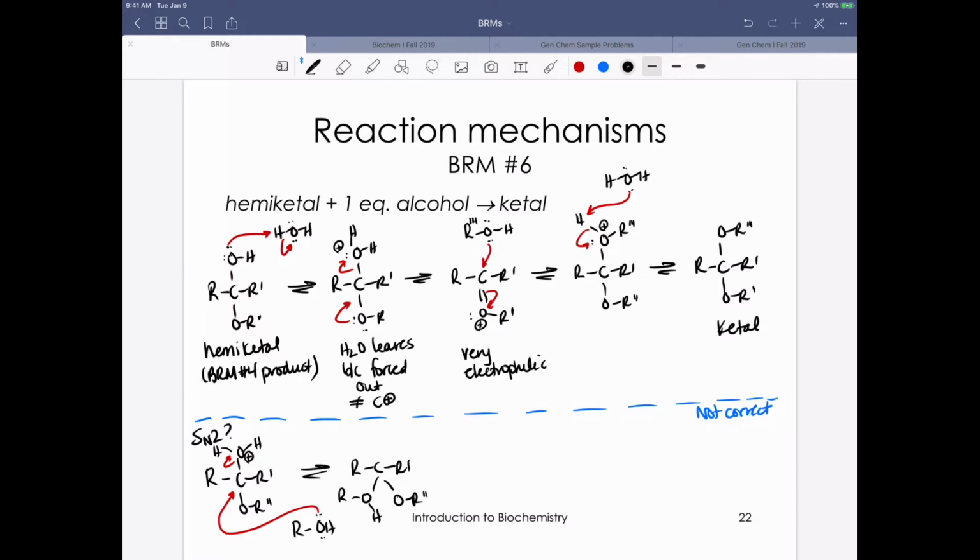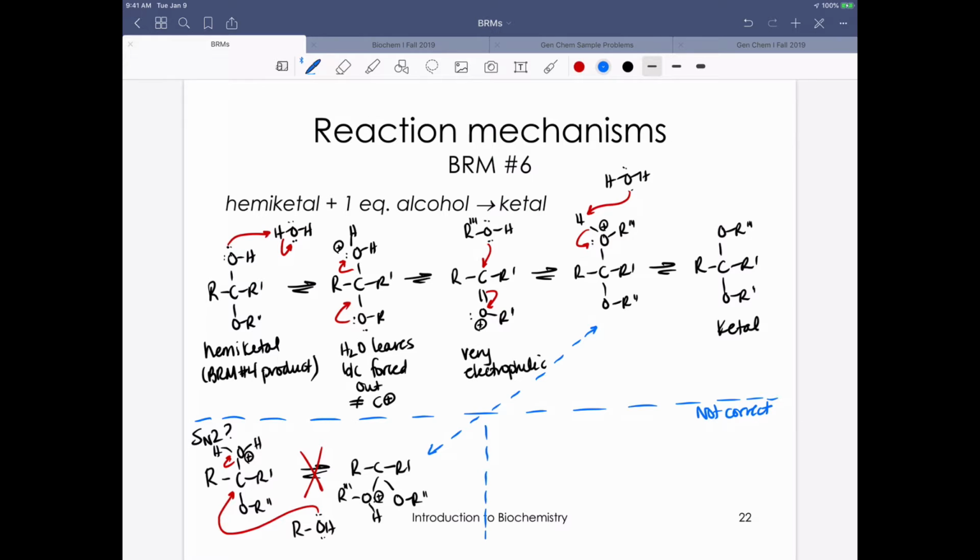Just finishing this out here so we can discuss this. We do get to something that looks very similar to what we have here. But again, this mechanism does not occur via this SN2-like attack. It's too sterically hindered, so we're not going to see that.